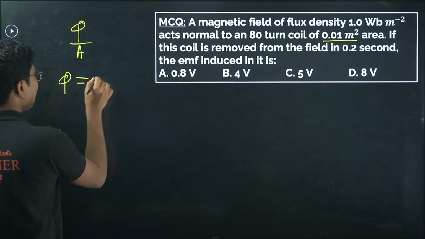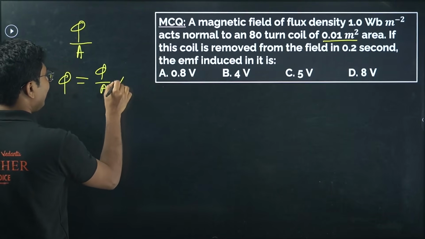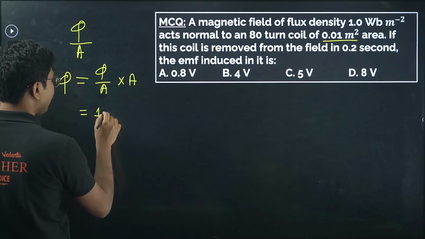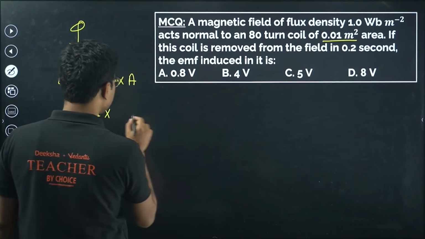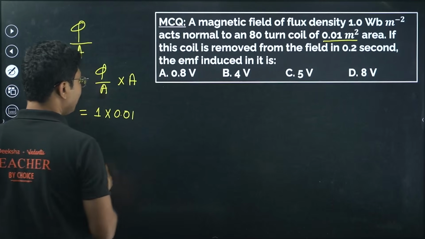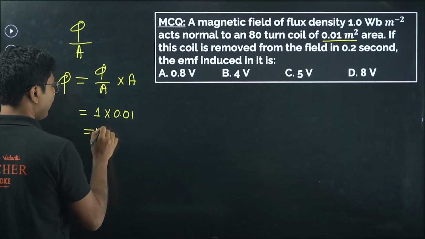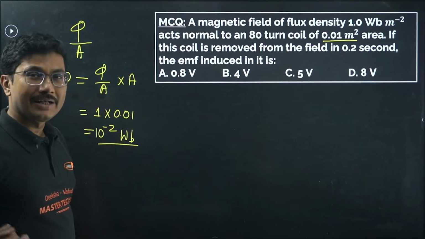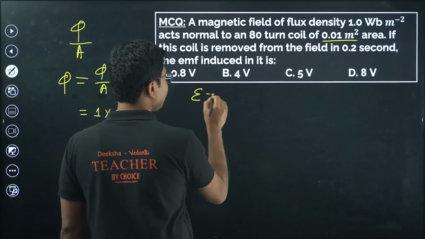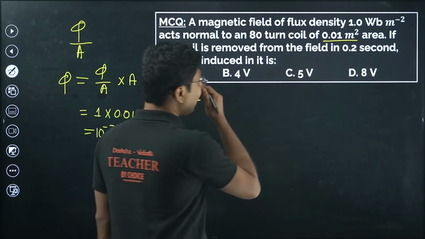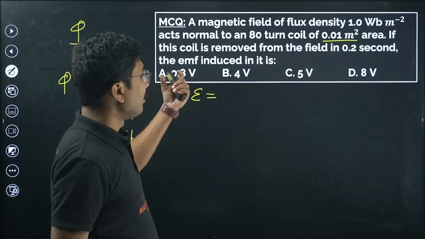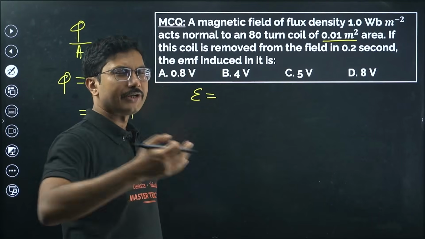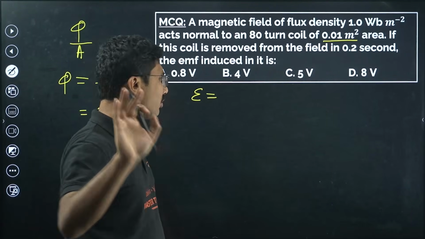So flux is flux density into area. Okay, so flux density here given is 1 Weber per meter square and area is given as 0.01 meter square. So it will be 10 to the power of minus 2 Weber. This is the flux. Now what is the induced EMF? They asked you the magnitude, and all the values are positive, so the negative sign is not required. Because you are removing it, it will be negative of negative, so it will be positive. So I'm not going into that detail.